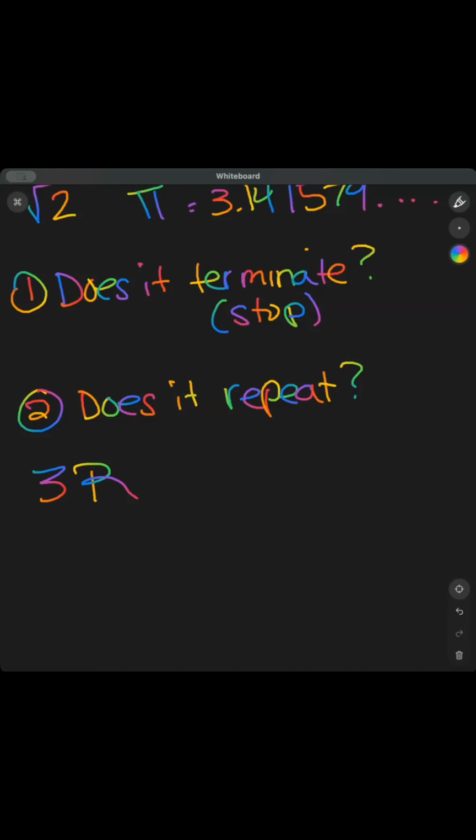Then another one, does it terminate? So let's say 0.36. Does it terminate? Yes, it ends. So it's automatically rational. Okay, again, 0.2 repeating.